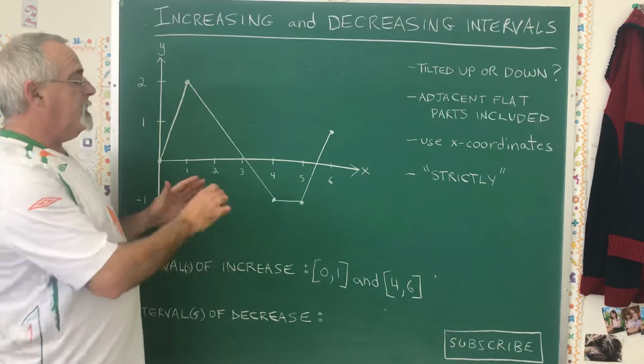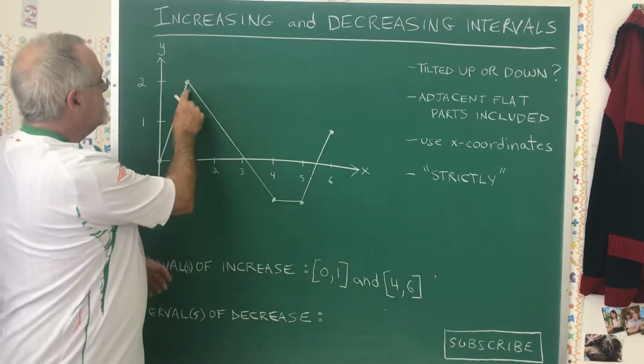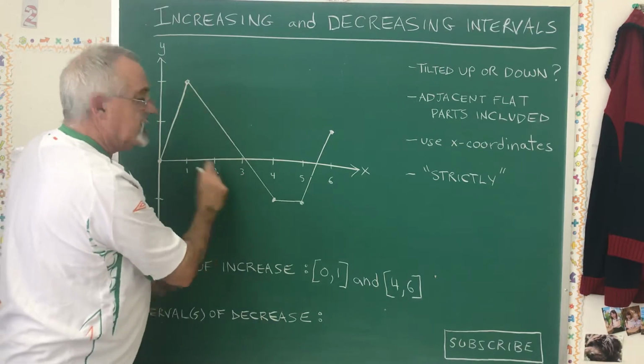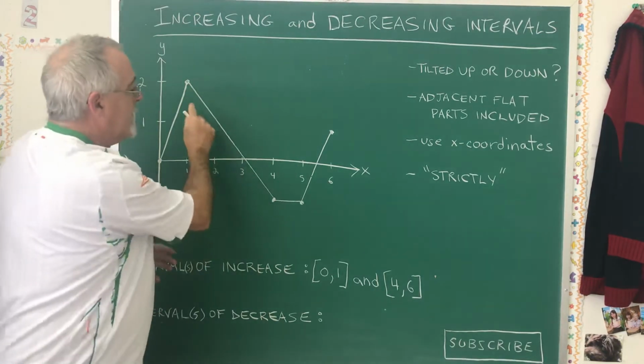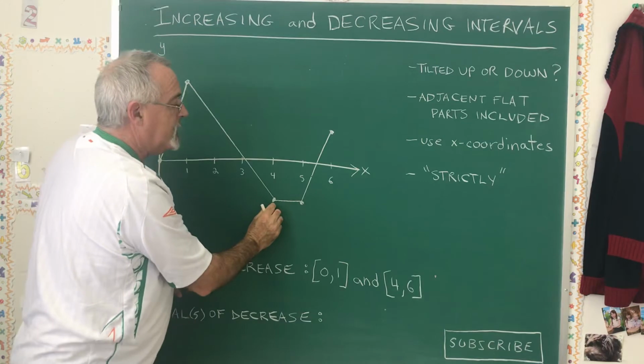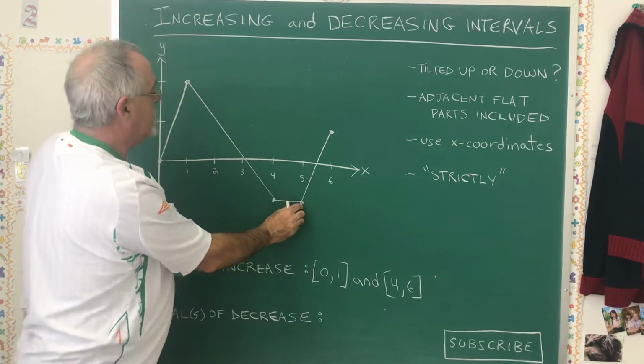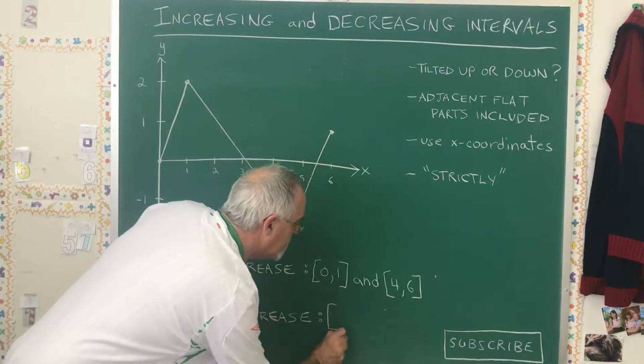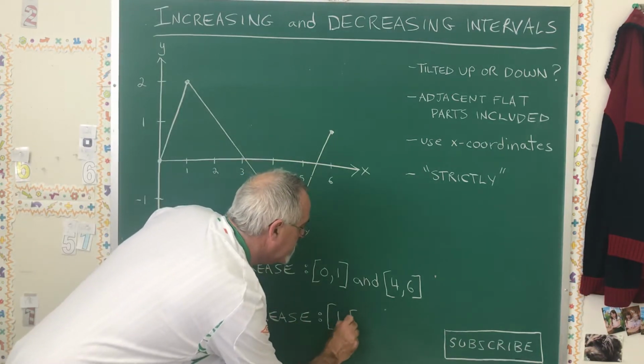Intervals of decrease, well, there's only one. And that starts here, where x equals 1, and it tilts downwards as we read from left to right, all the way to the x equals 4, and then we include the adjacent flat parts. So the interval is from x equals 1 until x equals 5. That is our interval of decrease.